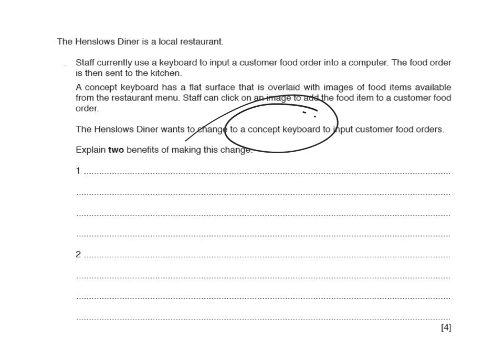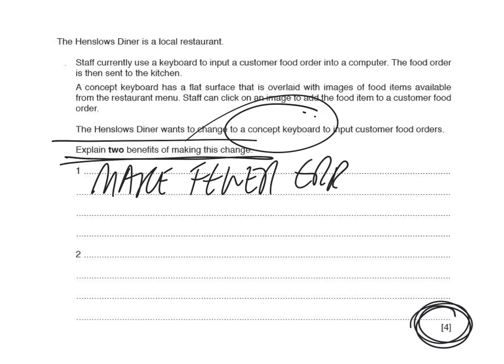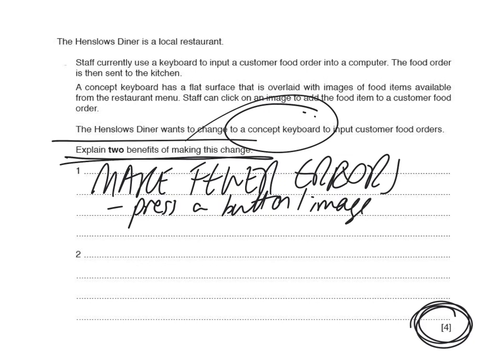So this is a funny one, right? If you look at the marks here, 4 marks. People will get 2 marks for this all the time because they'll say make fewer errors, which is true, but then they stop there and don't say something like press a button or an image, which makes it less likely that you'll type something incorrectly. And speed up order process.